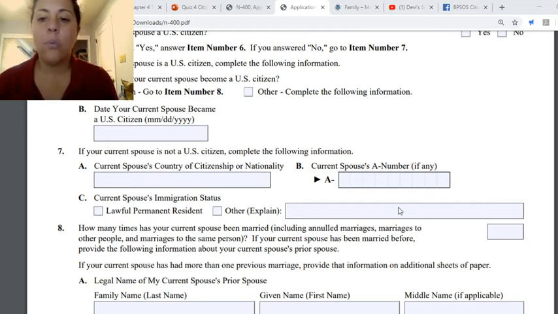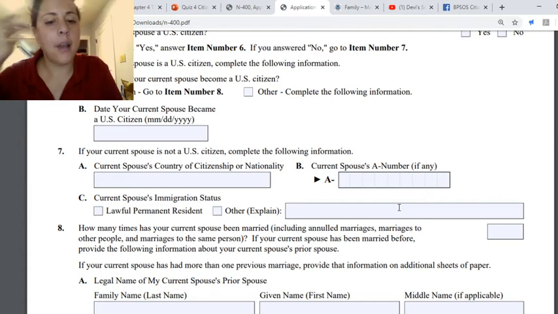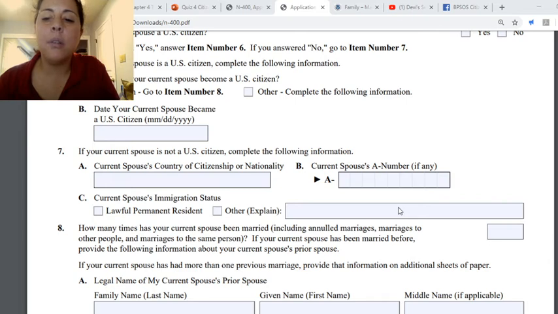Question number 7. If your current spouse is not a U.S. citizen, complete the following information. So here you're going to write current spouse country of citizenship, Vietnam. Current spouse A number. If you don't know it, that's okay, leave it blank. And letter C, current spouse immigration status. This is the spouse you have now. What is their status? Are they a lawful permanent resident or other?